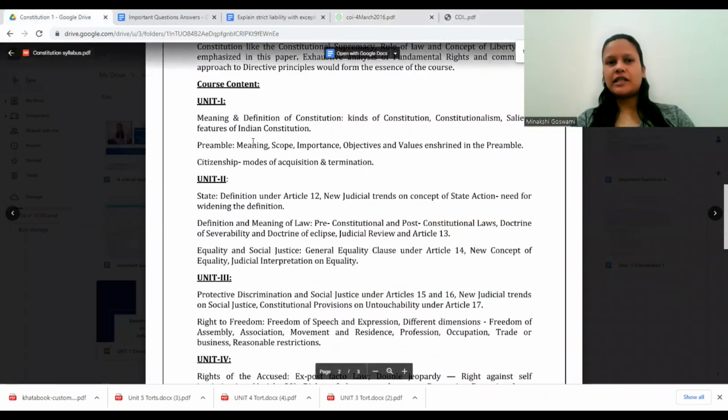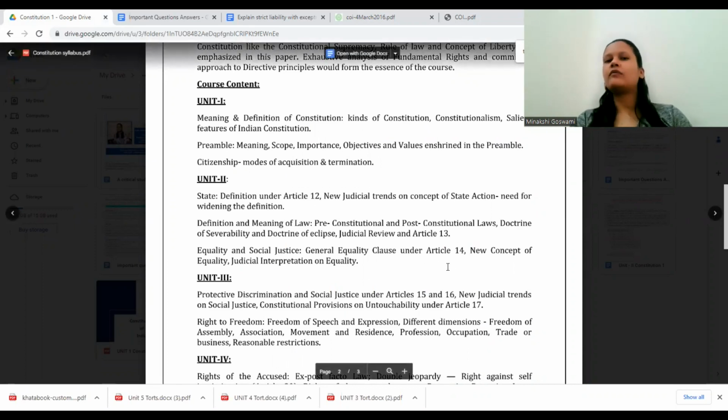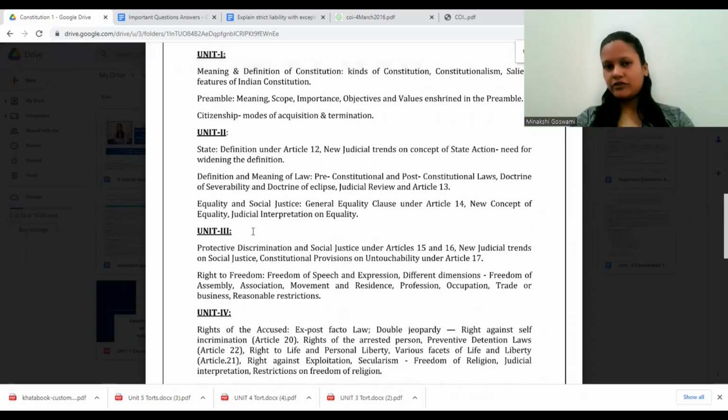Then we have provisions relating to citizenship in Unit 1. Unit 2 is relating to the fundamental rights. Before the start of fundamental rights, we have two provisions which are very important to understand fundamental rights, that is Articles 12 and 13. Those two provisions are given in Unit 2, along with one fundamental right, that is the right to equality. When we talk about equality, relating to that, we have some other rights like Articles 15, 16, 17. These are mentioned in Unit 3 along with various freedoms.